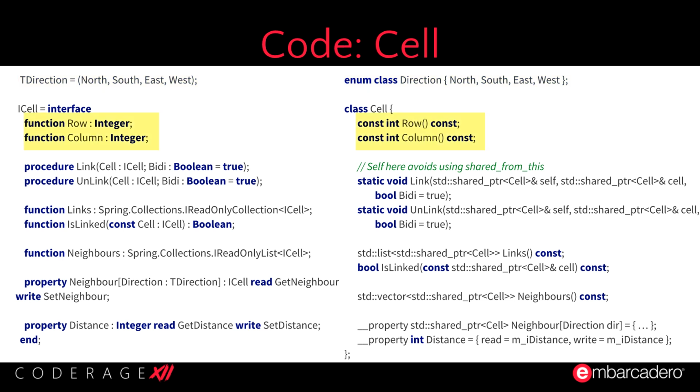Now you can link it to another cell, or you can unlink it. You can get a collection of links, that is, a collection of the cells that are linked to this particular cell, or you can check if a cell is linked. And you can also get a list of all the neighbors, so that is, all the cells in any one of those directions, north, south, east, or west, whether they are linked or not. Finally, there's a distance property, and distance is going to be used later. It's basically just an arbitrary number that we happen to call distance that we assign to every cell.